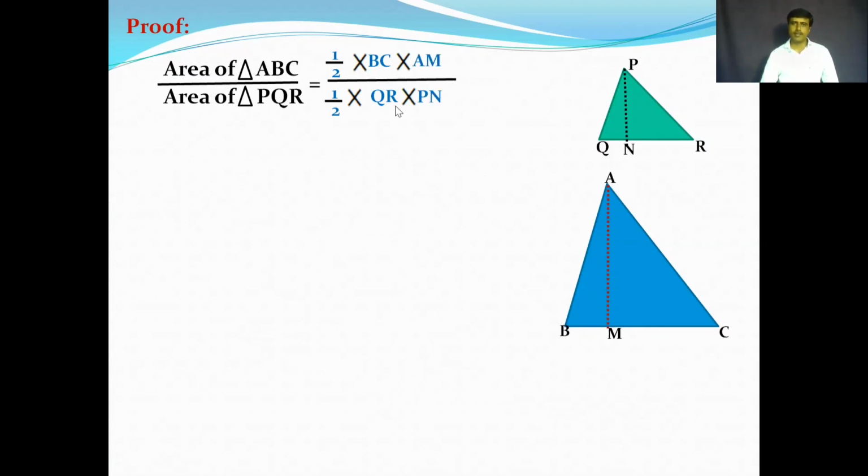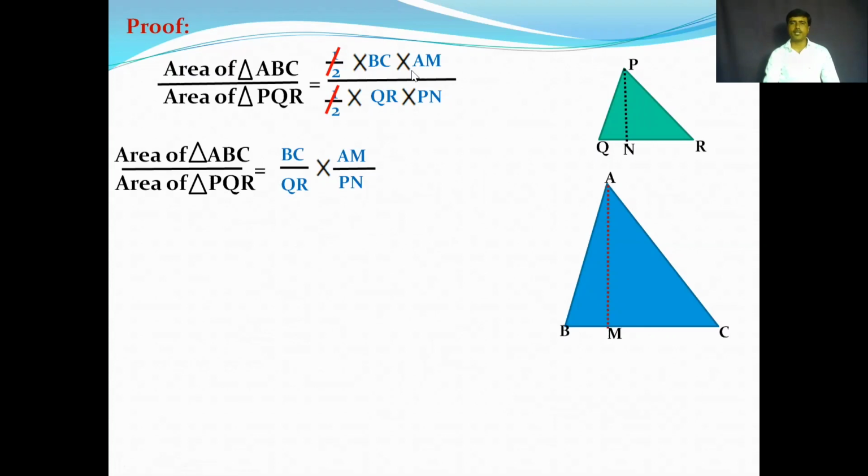Okay, but here 1 by 2 and 1 by 2 will get cancelled. So let us cancel those two. Now remaining factors of right hand side is BC into AM by QR into PN. Let me take this as equation number 2.